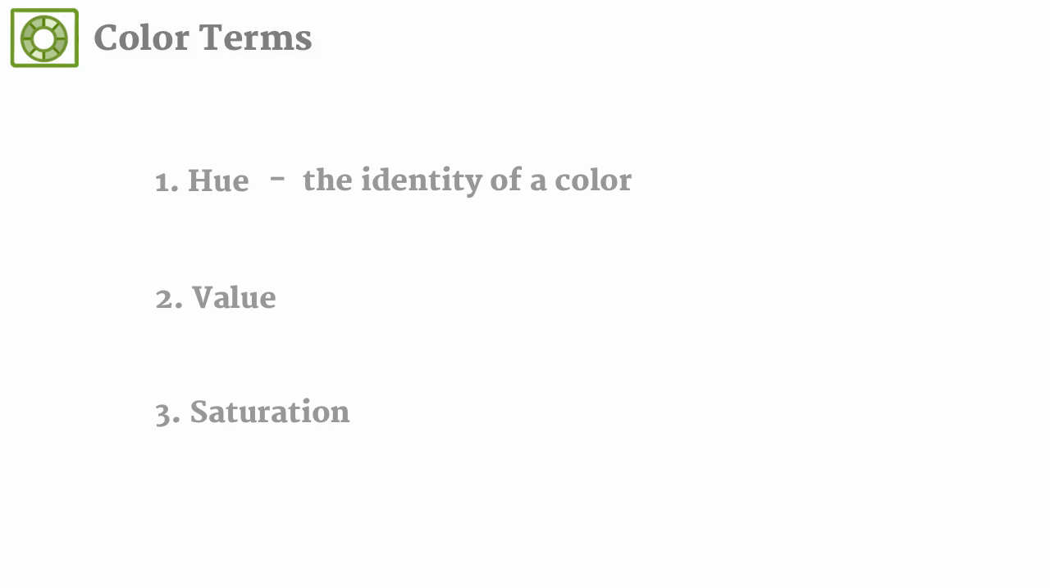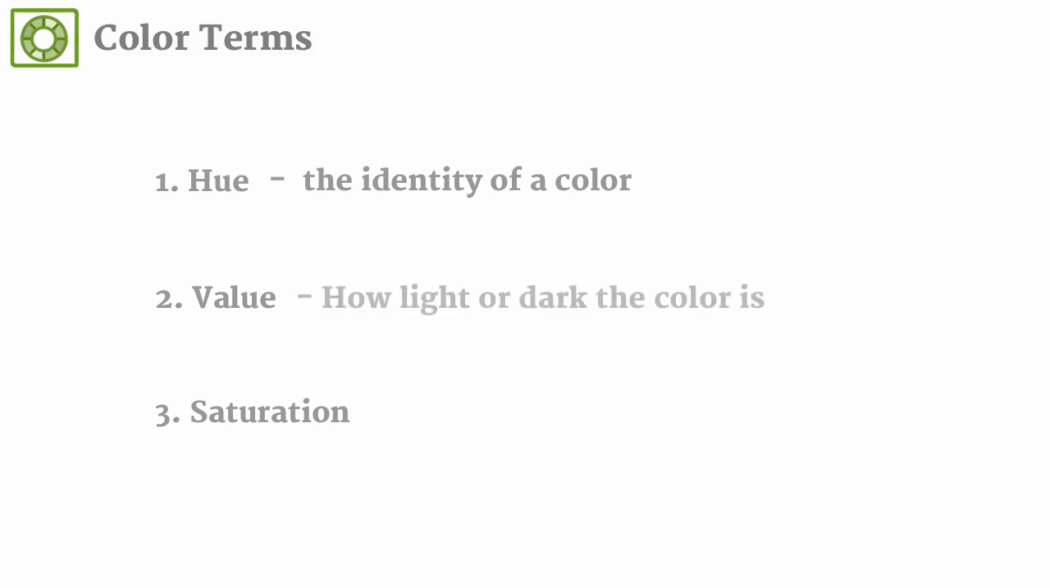And the terms you should become familiar with are hue, value, and saturation. And these are crucial to understanding what the identity of a color truly is. And to start us off, the hue is the identity of a color. And this is the easiest to remember because you can just separate them based on the colors that you already know. So terms like red, blue, and yellow, those are all examples of different hues of color.